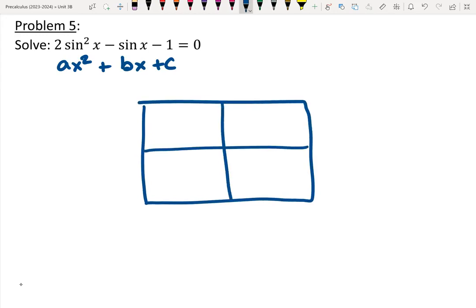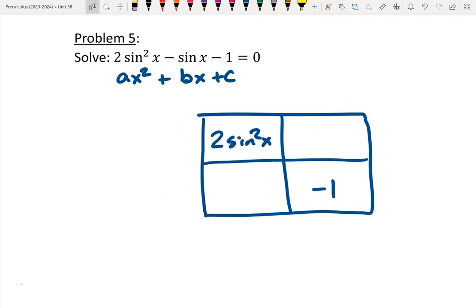Now, in our box factoring way, we always put the ax squared term up here. So I'm going to have my 2 sine squared of x. And then we put our c down here. And then we have to figure out what goes in the other ones. And we do that by taking our a multiplied by c. 2 times negative 1 would be negative 2. And we have to think what 2 numbers multiply to negative 2 but add up to negative 1, our b value. What 2 numbers do that?